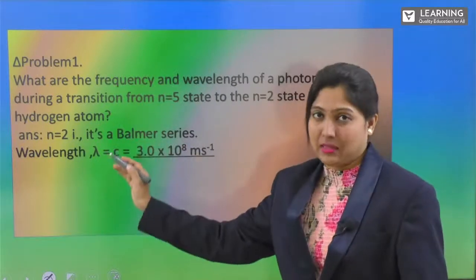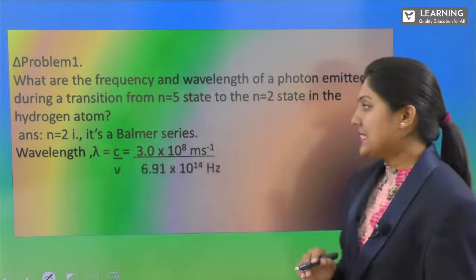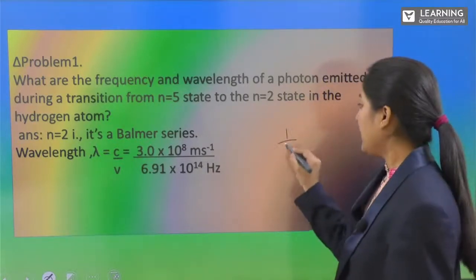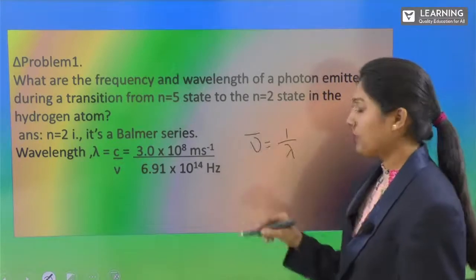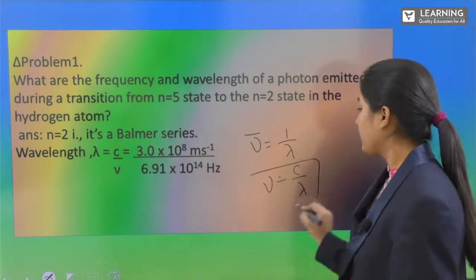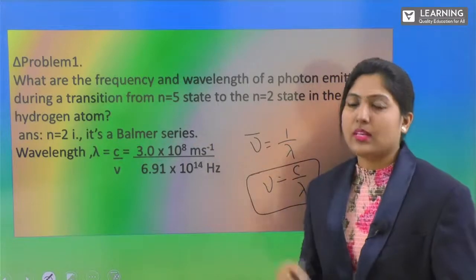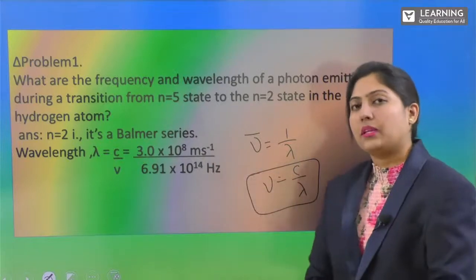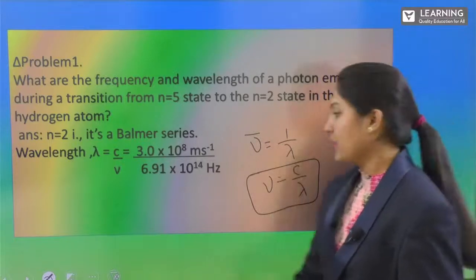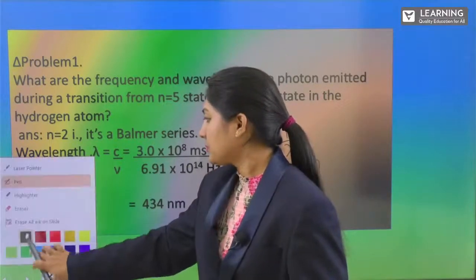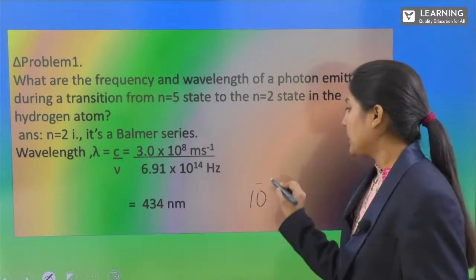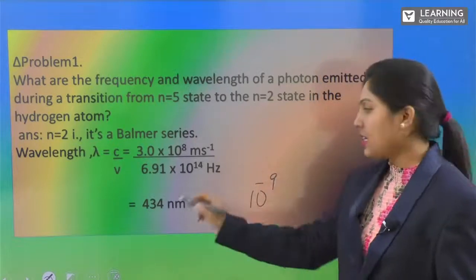So wavelength, that is represented by lambda, will be equal to C by mu. Why will we take C by mu? Because 1 by lambda will be given as mu bar, where C by lambda will be given by mu. So we are taking C by mu, that is equal to 3 into 10 raised to 8 meter per second divided by 6.191 into 10 raised to 14 hertz, which gives you 434 nanometer. What is this nanometer? 10 raised to minus 9 meter is given as nanometer.